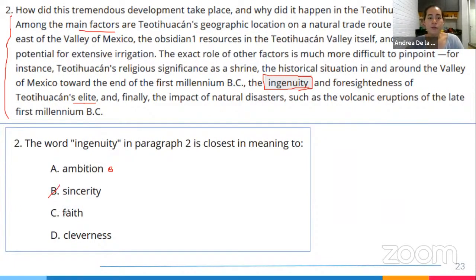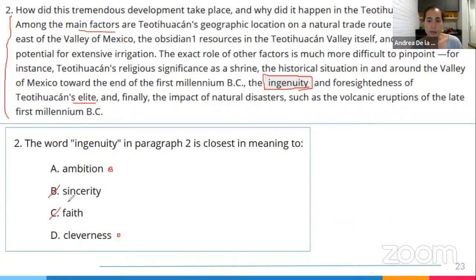Now, the fate of the elite. Again, it doesn't make that much sense to me because it's not about religion so much. And the cleverness of the elite. Yes, that also makes some sense, right? Because we're talking about the fact that they were very developed, very civilized. So probably they were very ambitious or they were very clever.